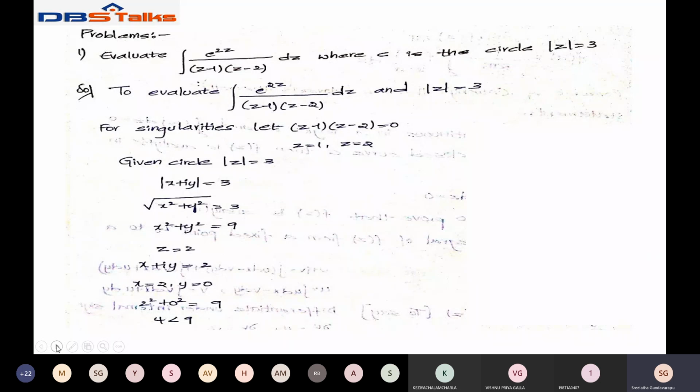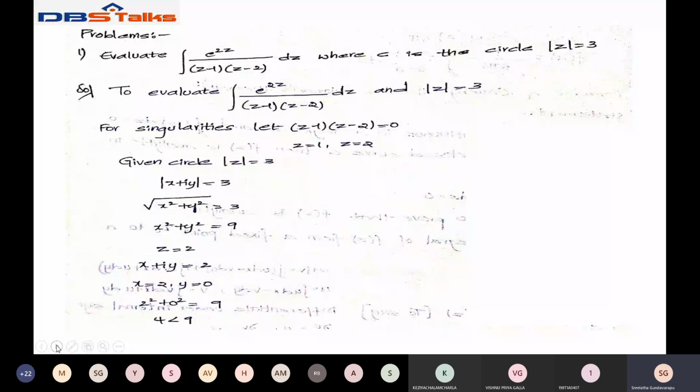So first, to solve, find the singularities. Singularities means the points where the denominator value is equal to 0. So the denominator z minus 1 and z minus 2 equal to 0. Therefore z equal to 1 and z equal to 2. So these are the two singularities in this problem. Also the given circle is mod z equal to 3. So mod z, z means x plus iy. Mod x plus iy is root of x square plus y square, this is the magnitude formula, equal to 3. Squaring on both sides, x square plus y square equal to 9.